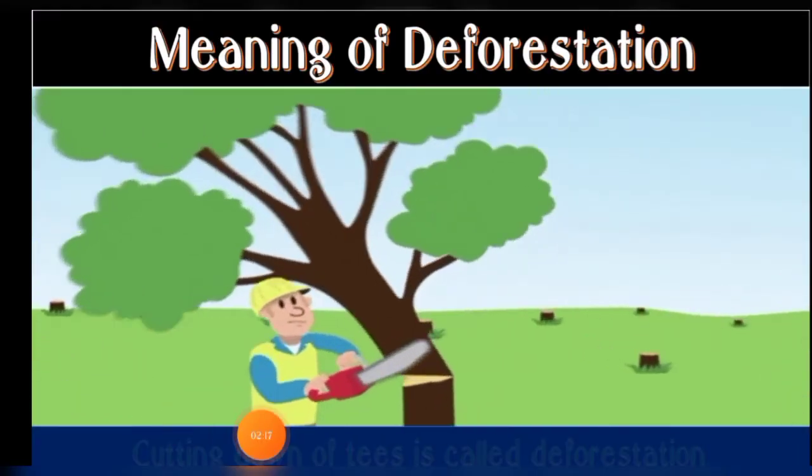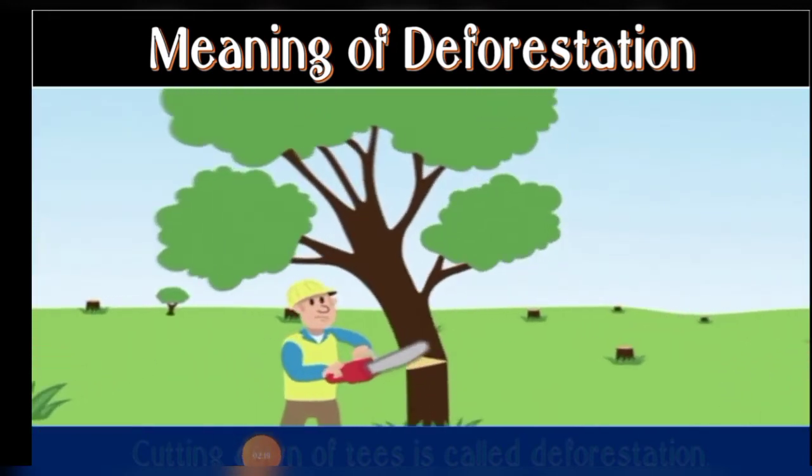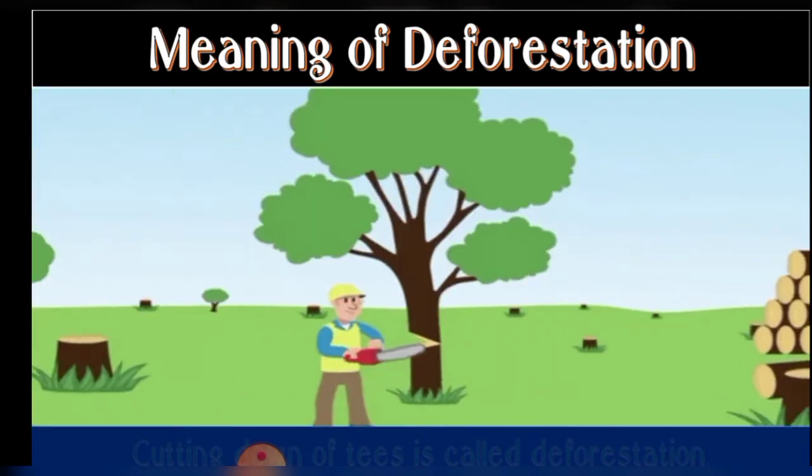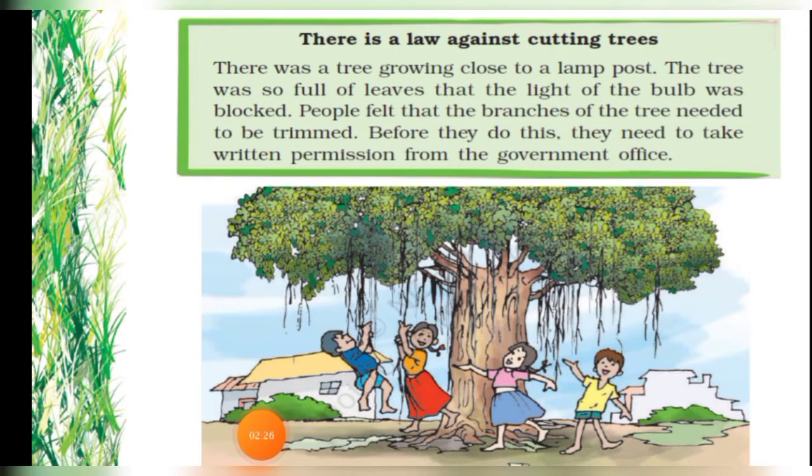Then we discussed deforestation. Deforestation means cutting down of trees. Yes, you are right. At last, we discussed the law against cutting trees. I told you that if you have to cut a tree, or even if you want to trim it, you need to take written permission from the government. If you don't do that, then you may face consequences like 3 months imprisonment or a 10,000 fine.